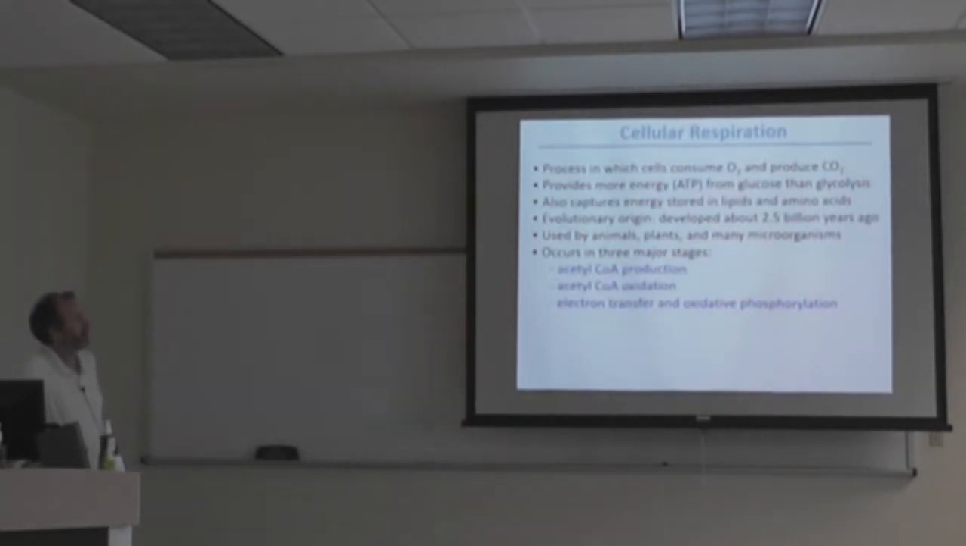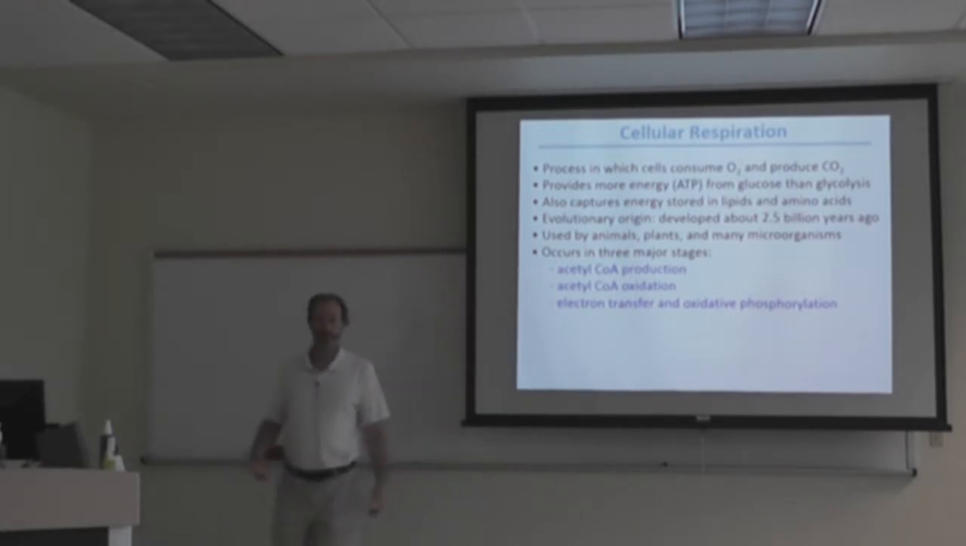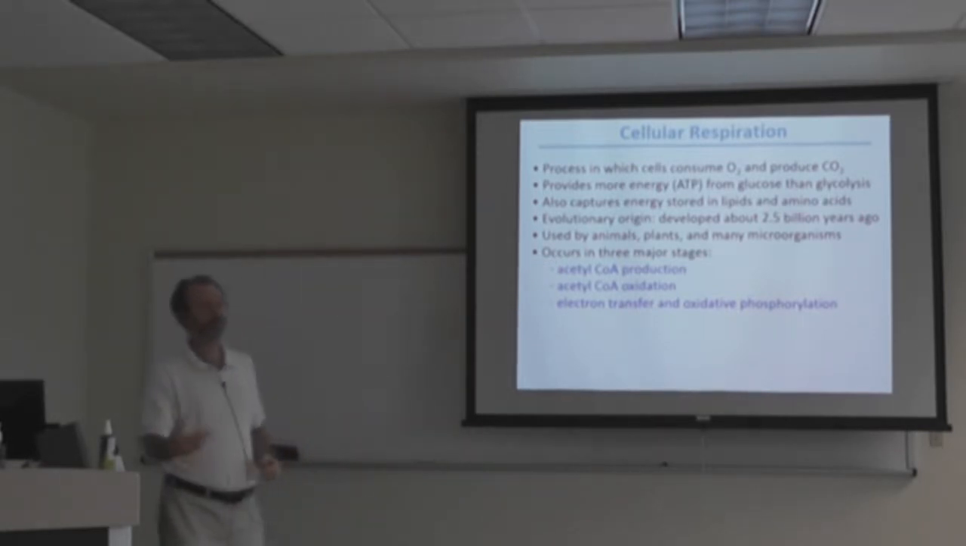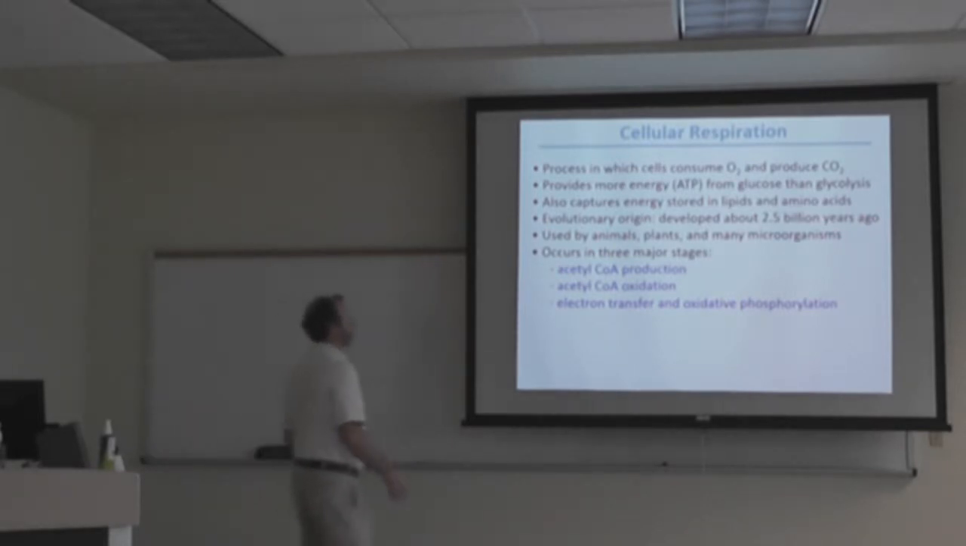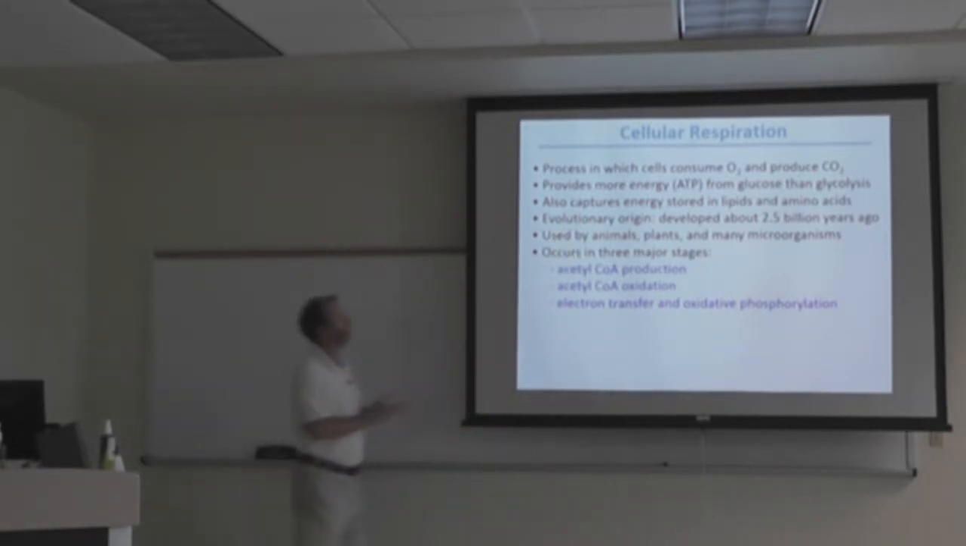So cellular respiration is the process in which cells consume oxygen and produce carbon dioxide. It provides more energy from glucose than glycolysis, of course. It also captures energy stored in lipids and amino acids. So amino acids you can burn anaerobically just by converting them to glucose, but then you only get that partial bit of energy. But lipids you have to burn oxidatively. And to get all the energy out of amino acids, you'll need to burn oxidatively. It's got an evolutionary origin that developed about 2.5 billion years ago. It's used by animals, plants, and microorganisms.